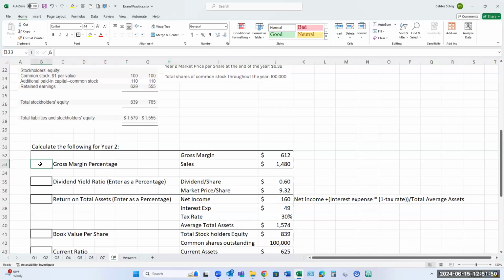Okay, so gross margin percentage. They want to know what percent gross margin is of sales. So you take gross margin divided by sales. And this is again for year 2. And that is a percentage.